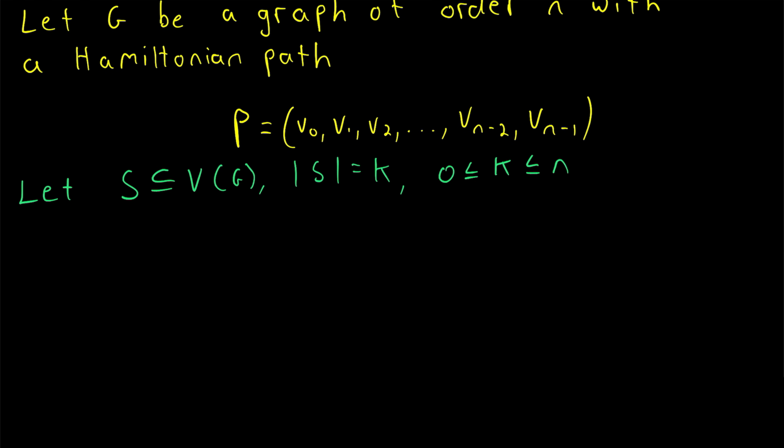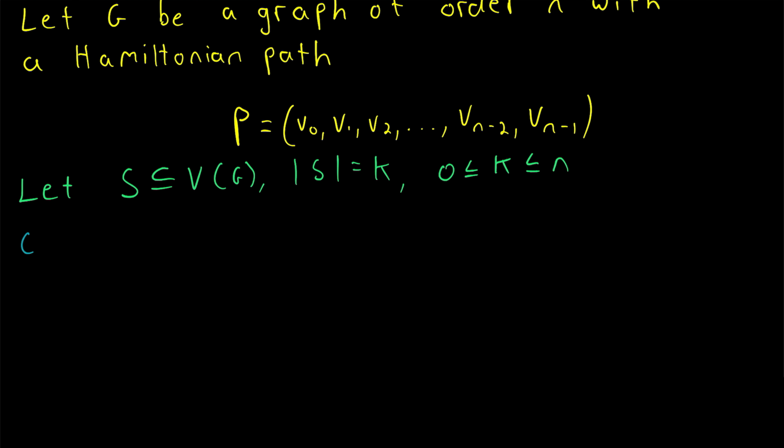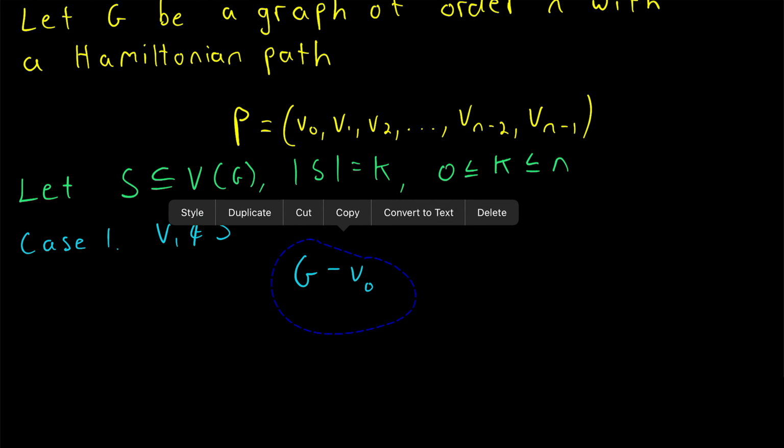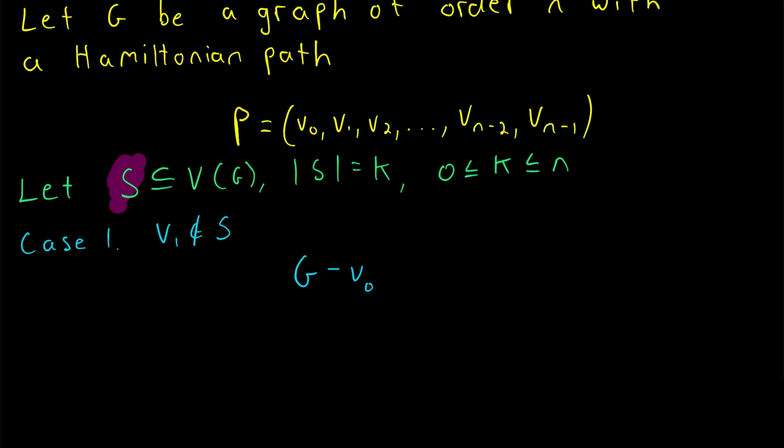So this is a proof with two pretty straightforward cases. Case 1 is where the second element of the Hamiltonian path, V1, is not an element of that set S that we're deleting from the graph. If this second vertex of the Hamiltonian path is not an element of the vertex set we're deleting from G, then it's pretty easy to prove our desired result. And here's how we do it. Consider our graph G, but without that first vertex of the path V0. And suppose we delete this vertex set S from this graph.